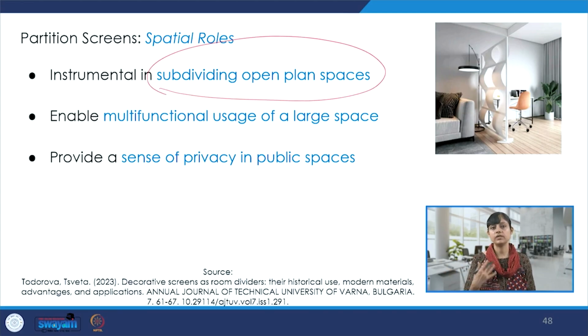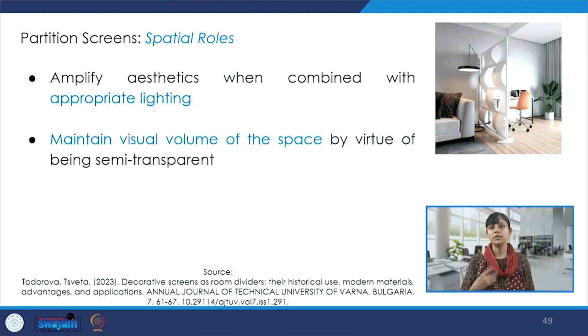They facilitate multifunctional usage of large spaces, and they give a sense of privacy in public spaces. Also within a private setting, for demarcating spaces and for creating an additional sense of privacy, these partition screens could be used very efficiently. And they amplify aesthetics, especially if we combine them with appropriate lighting and other design elements. They also maintain the visual volume of the space.